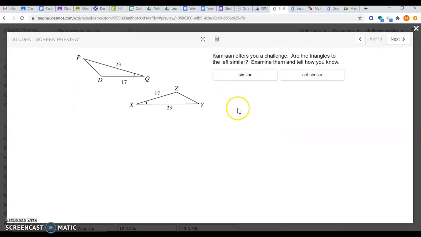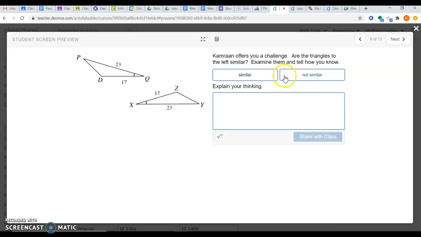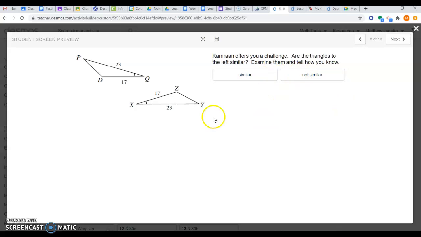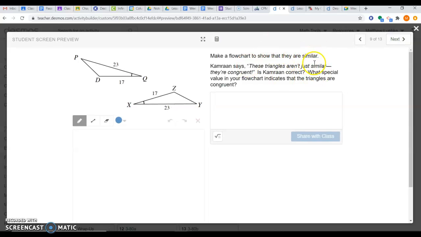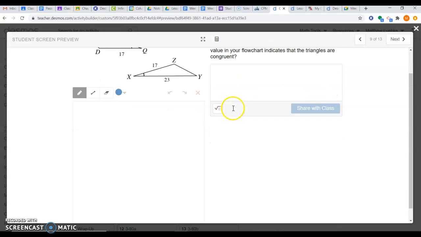Here, we get this new kind of thing, still asking if similar or not similar, but if you look at the triangles, we're going to take this one a little bit further. So again, you're going to answer similar or not similar, and explain your thinking. And then we're going to take it one step further and say, this person believes that these triangles aren't just similar, they're congruent. And we're going to look at what special values in the flowchart indicate that the triangles are congruent. So again, we're going to use flowcharts.